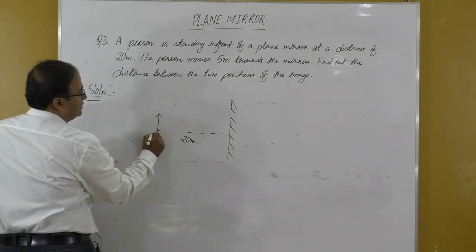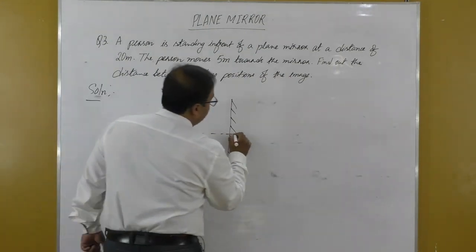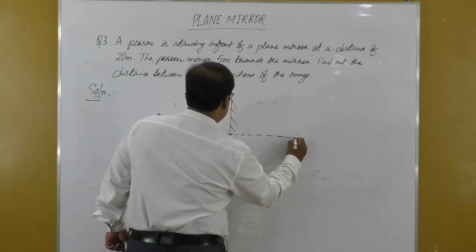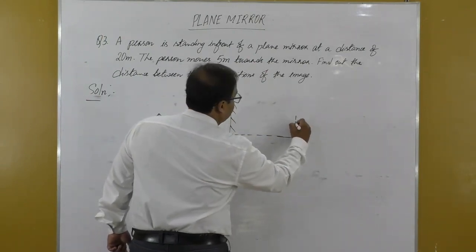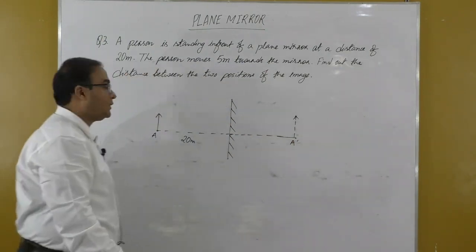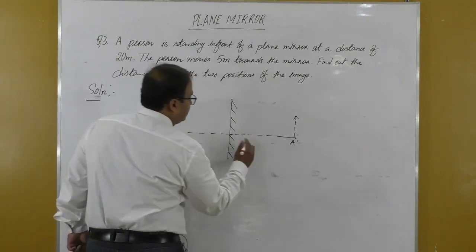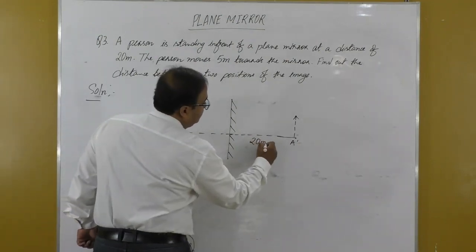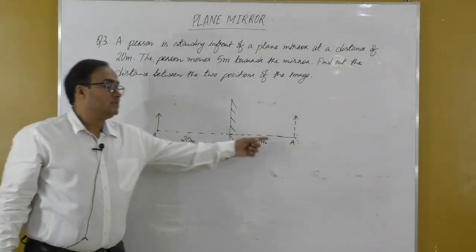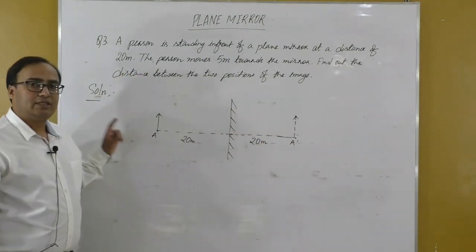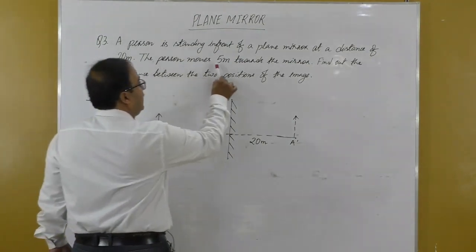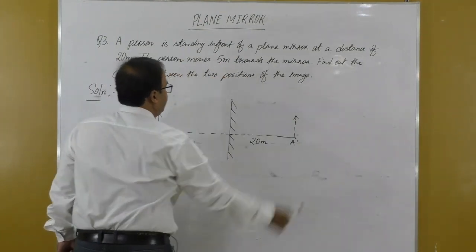Initial position of object, let it be A. Image distance is equal to the object distance. So initial position of the image we can consider as A dash. And the distance of the image from the mirror will also be 20 meters, because we know that in case of a plane mirror, image distance is always equal to the object distance. So the question is, the person moves 5 meters towards the mirror.